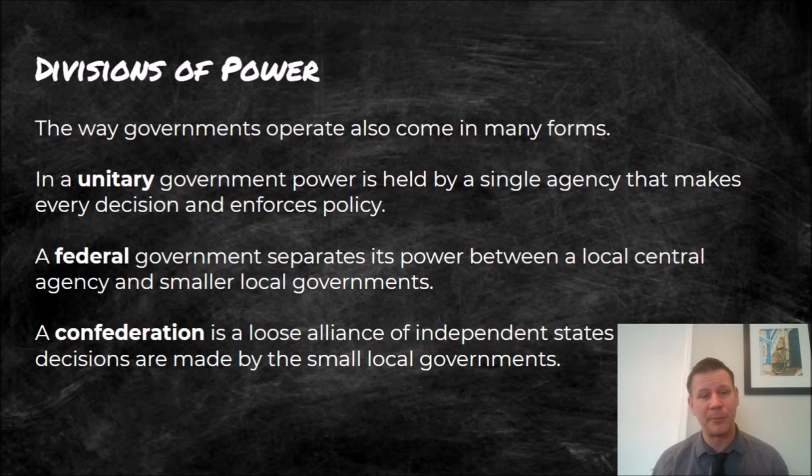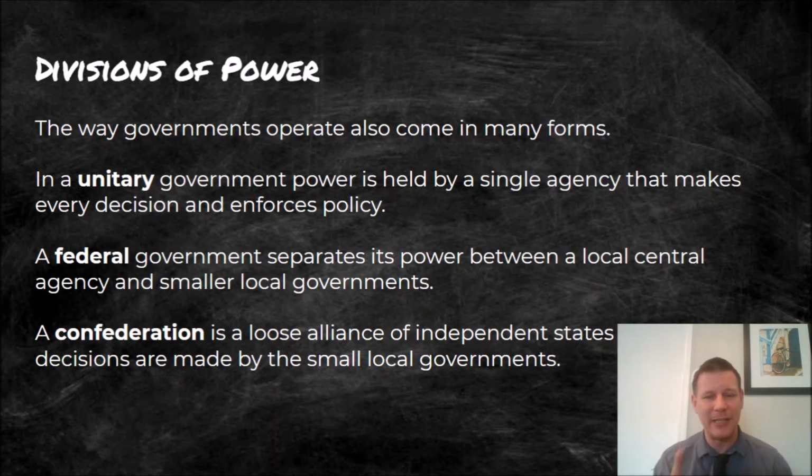And this is very simple. There's basically 3 ways a government can be set up, right? We got unitary, federal, and confederacies. And it may sound a little confusing, but they're very, very simple ideas, right? So in a unitary government, very simply, all power is held by a single agency, a single group, a single organization, unicycle, right?